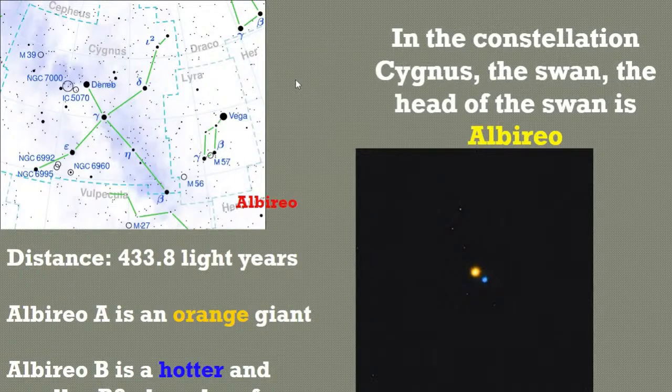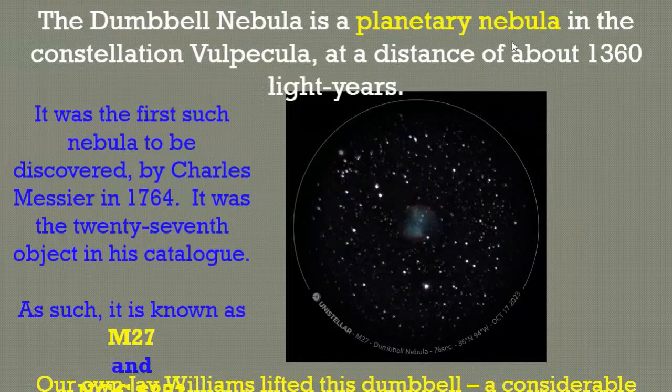But let's look at M27. We also see that when we find the opportunity to go look for M27, it has a New General Catalog number of 6853. You could use either one. You can use them both.